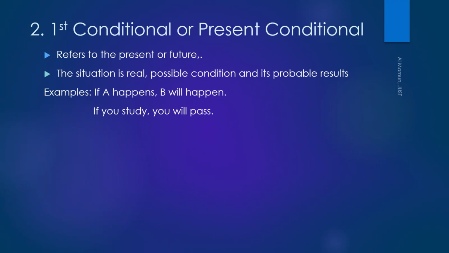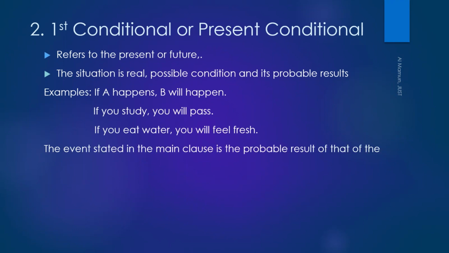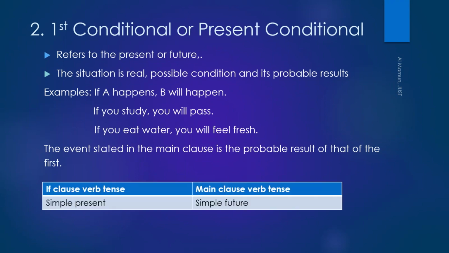If you study, you will pass. That is, the second action in the second clause depends on the condition stated in the first clause. If you drink water, you will feel fresh. The event stated in the main clause is the probable result of the first. And the structure is, in the if clause you have simple present tense, and in the second clause you have simple future tense, that is subject plus will.